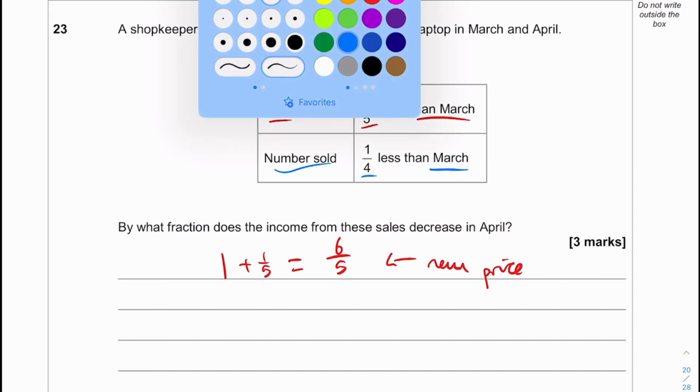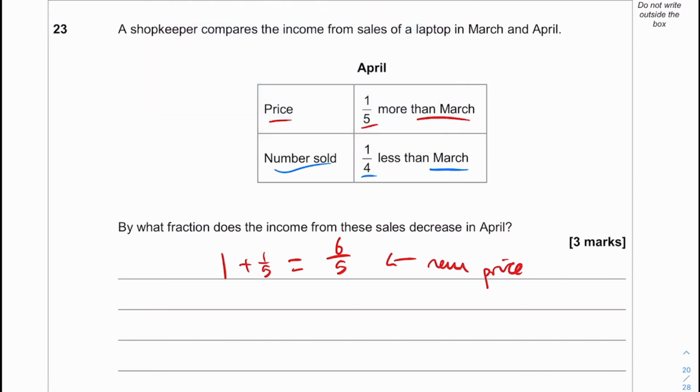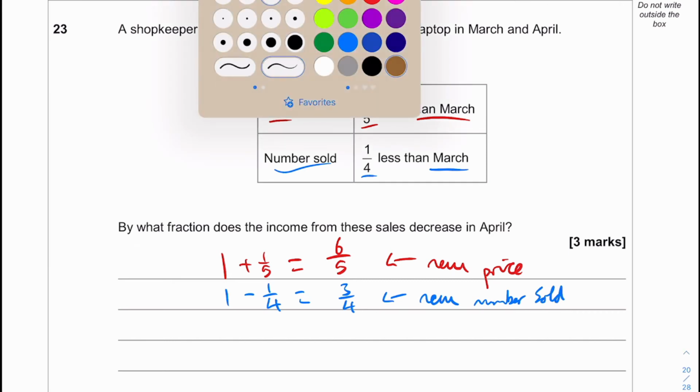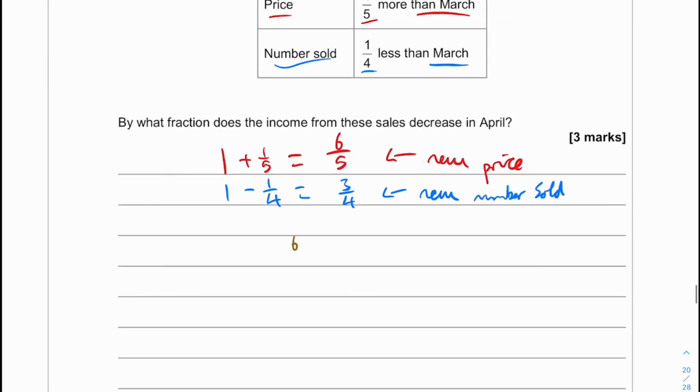And if our number of laptops sold is a quarter less, we do 1 take away our 1/4, which is equal to 3/4. And this is the new number sold. So then what we can do is multiply these two values together, our 6/5 multiplied by our 3/4, and when we do that we are left with 18/20, and if we cancel down, this is equal to 9/10.